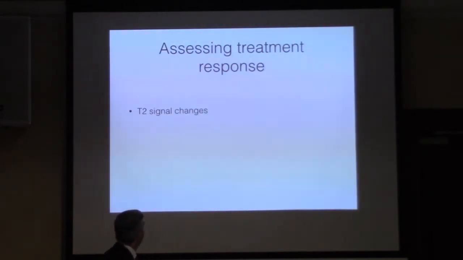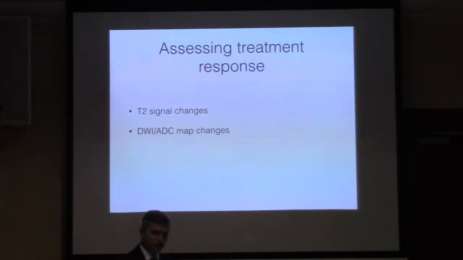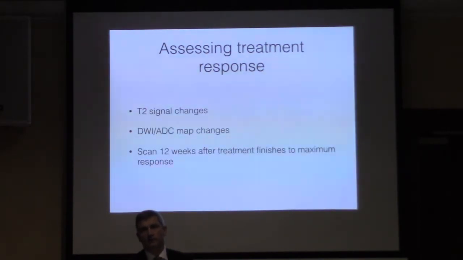So what are the things we're looking for? We're looking at T2 signal changes. Potentially you can use DWI and ADC mapping changes to guide you where to look. And it's also making sure that you get your scans at the right time. If you scan too early, there may still be more to happen. So if you're scanning at 6 weeks, then you're probably too early. And 12 weeks is probably felt to be the optimum time to do your post-treatment scanning.